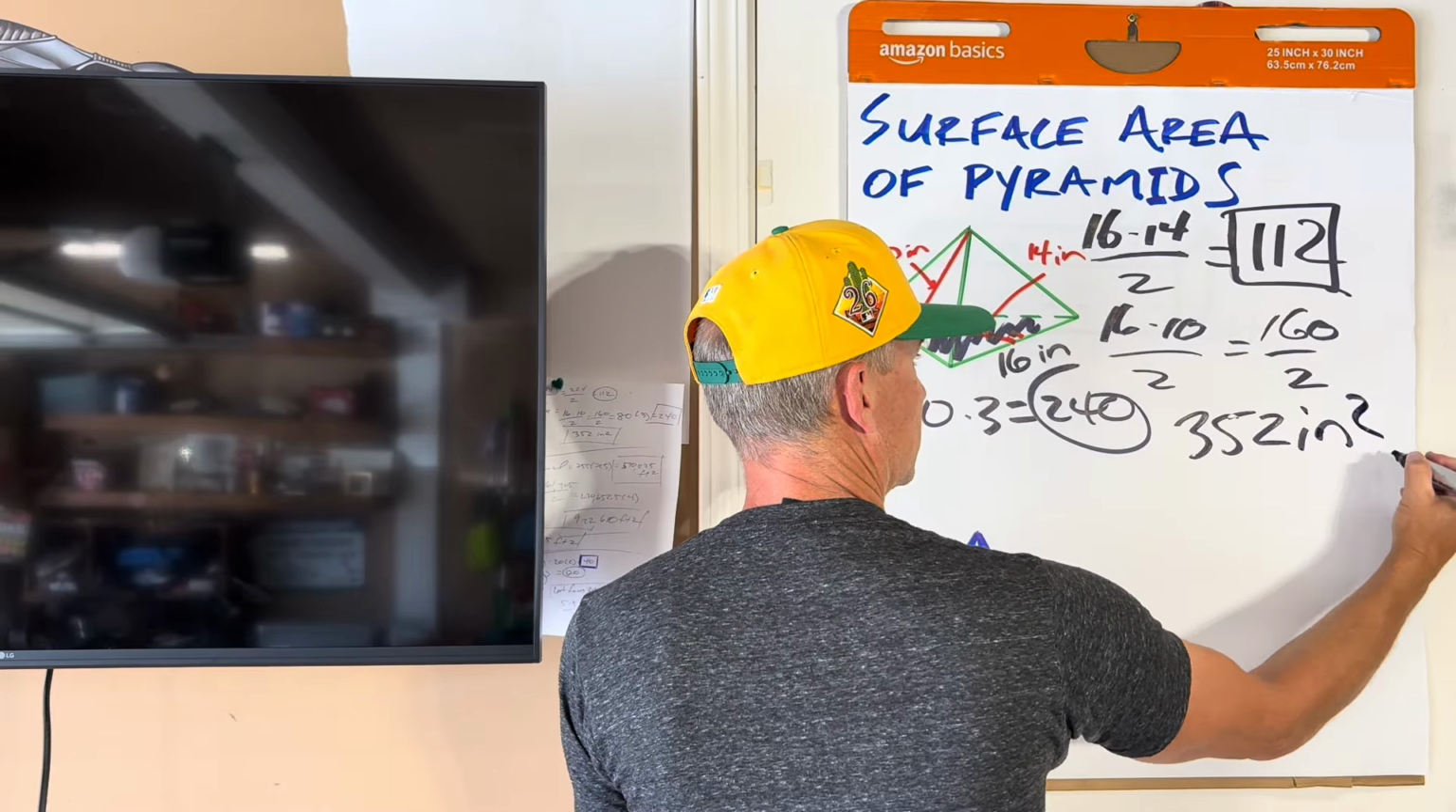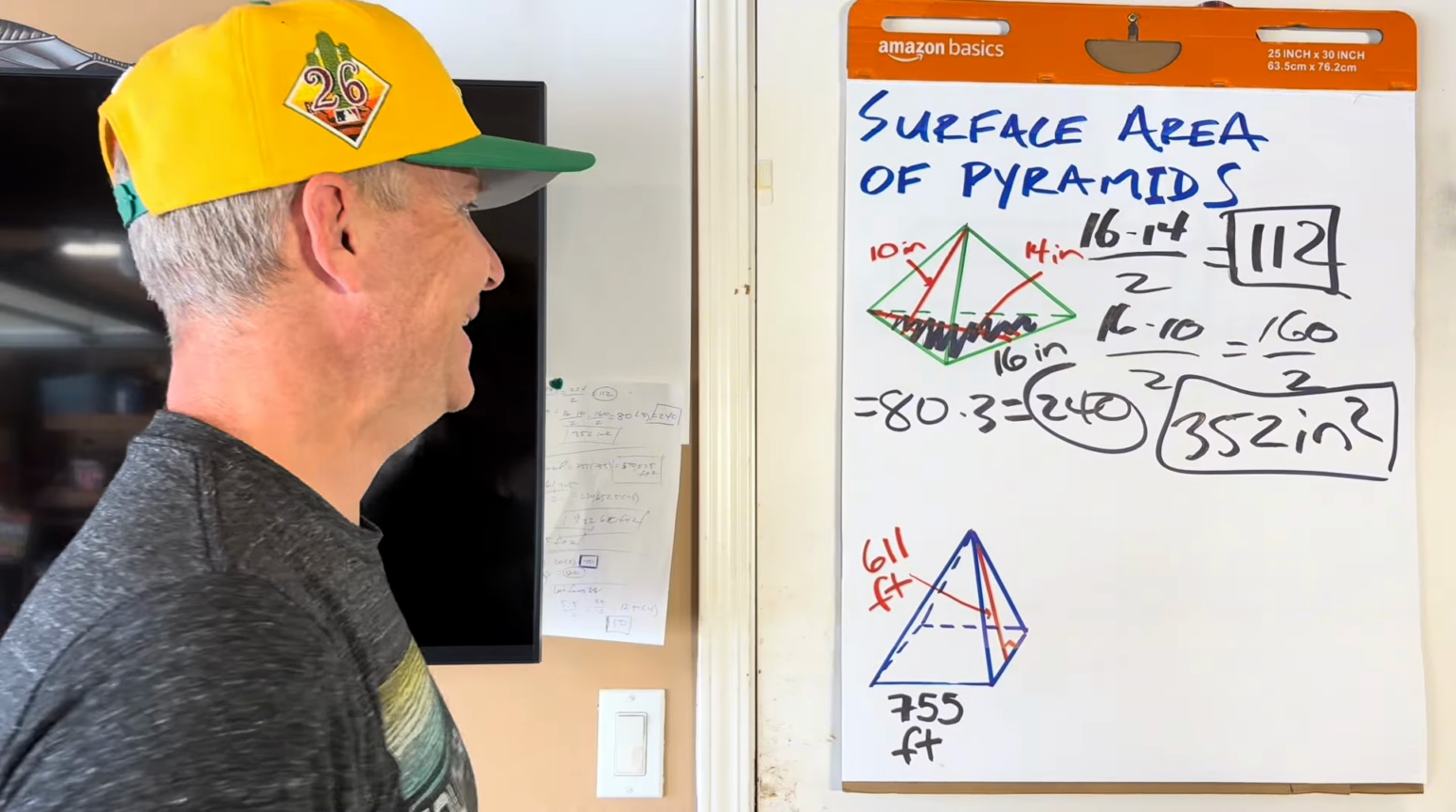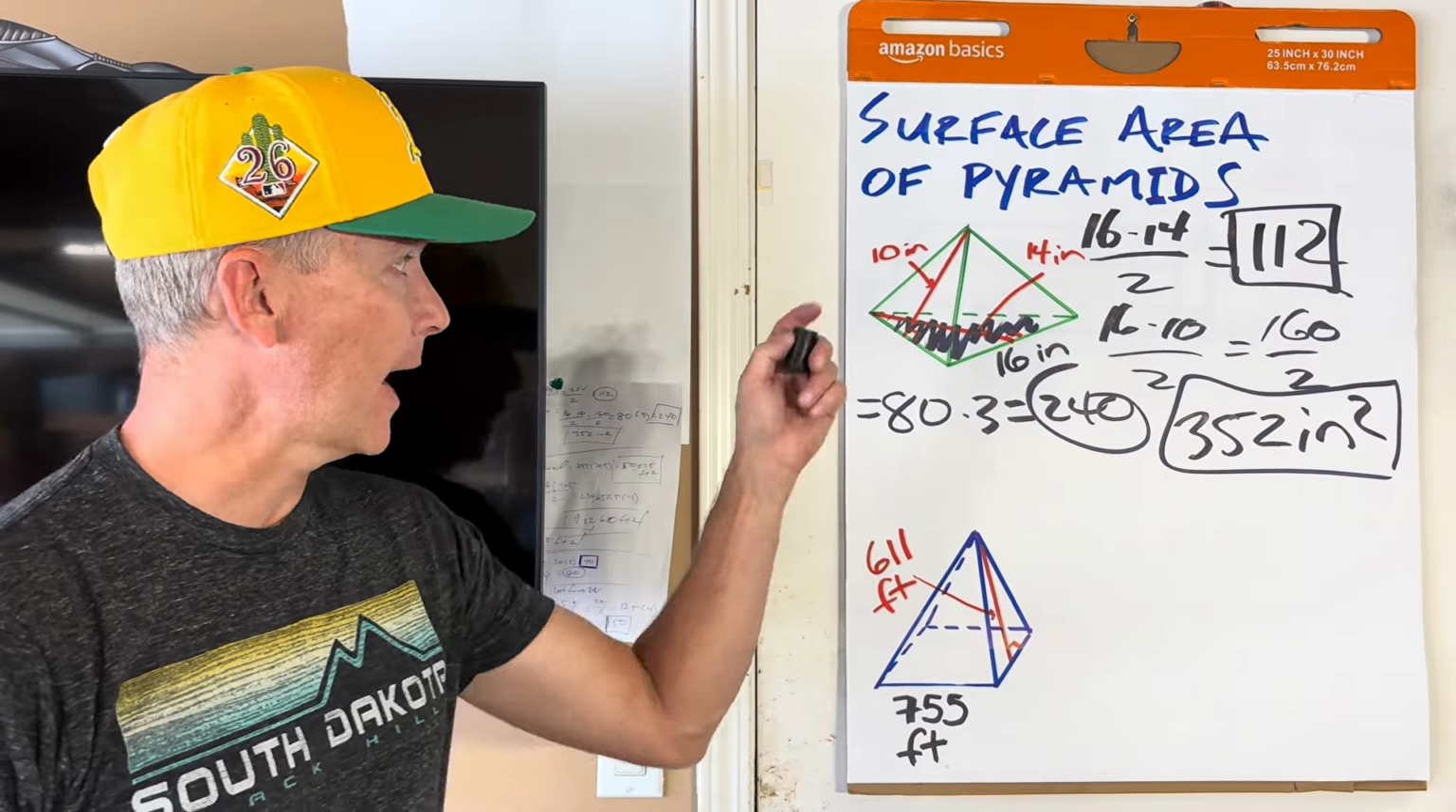352 inches squared. That is the surface area of that pyramid.